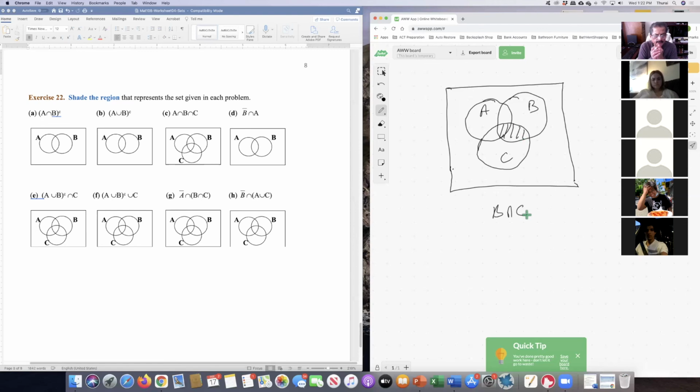Now the question is A bar intersection with that. So I need to shade A bar. I'm going to use red color for that, and then we'll figure out what is common. We are finding intersection, so we need to find what is common. So I'm going to shade A bar in red color. A bar is shaded right now.